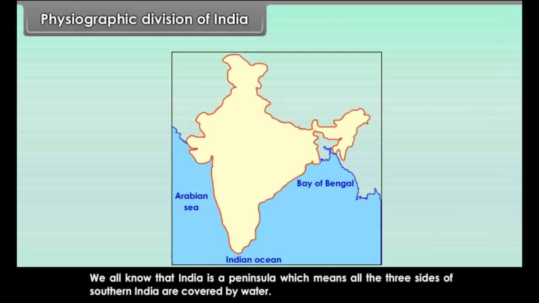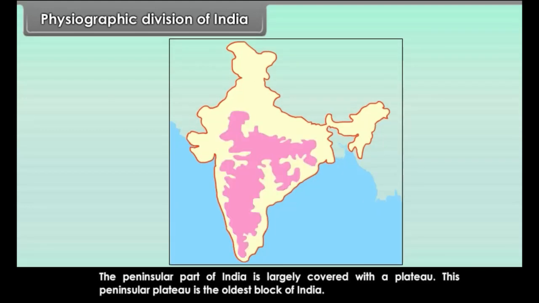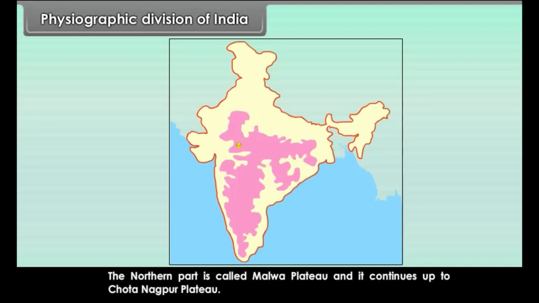We all know that India is a peninsula, which means all the three sides of southern India are covered by water. The peninsular part of India is largely covered with a plateau. This peninsular plateau is the oldest block of India. The northern part is called the Malwa Plateau and it continues up to the Chota Nagpur Plateau.